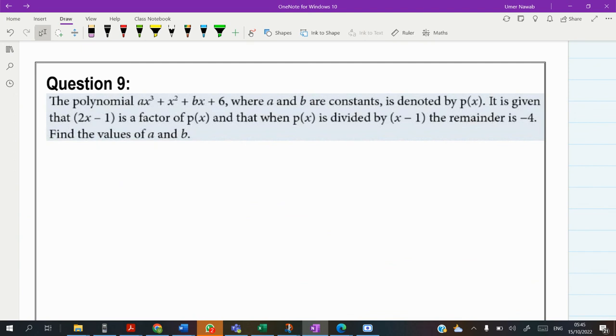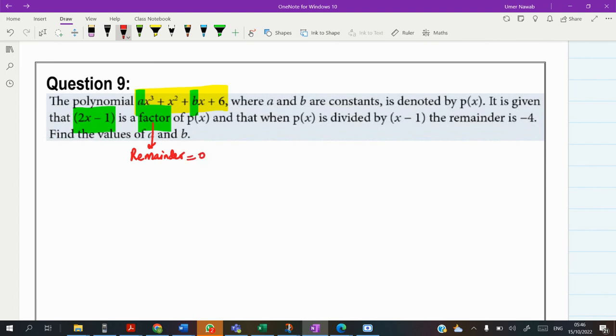Now, question number 9. In the previous part, you saw he left only one unknown, a. Now he is leaving two unknowns. A is the coefficient of x cubed and b is the coefficient of x. So since two unknowns are there, he must have given two conditions to find the values of a and b. He said that when it is divided by 2x minus 1, 2x minus 1 in fact is a factor. So when the word factor is used, it means the remainder is 0.